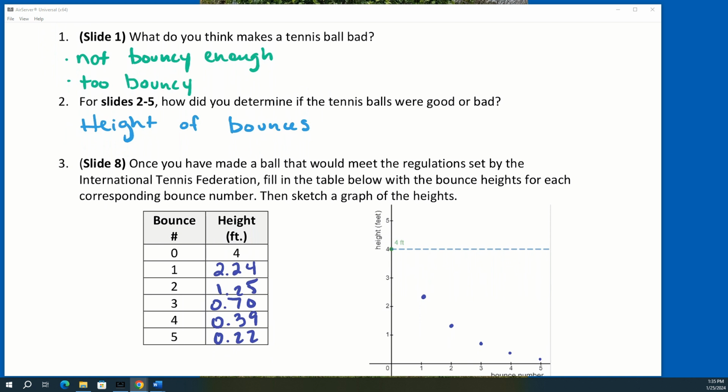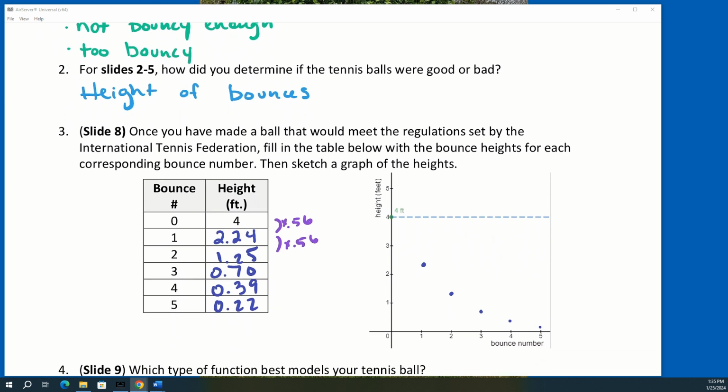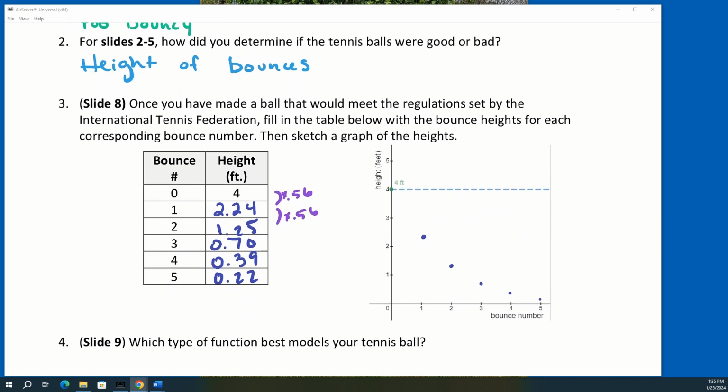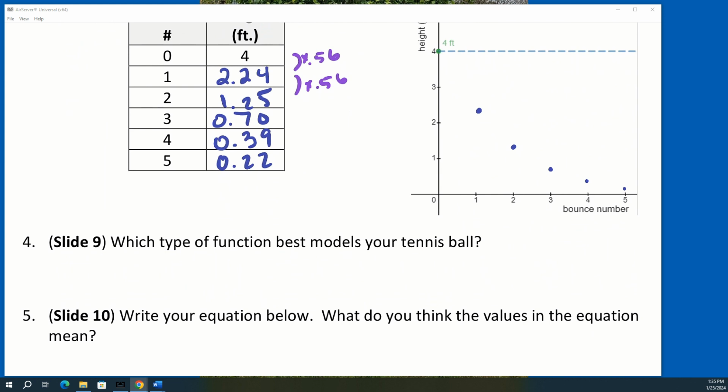So I just took 56%, and I multiplied by 0.56 each time to get this one. You might not have been able to get those exact heights on the little Desmos activity, but anyway, you probably got something close to those. And then that's what the graph would look like. And what type of function does that look like? Exponential. And that's what we're getting ready to talk about.